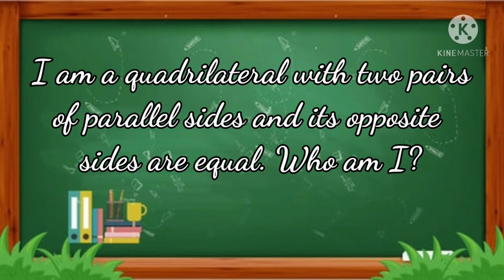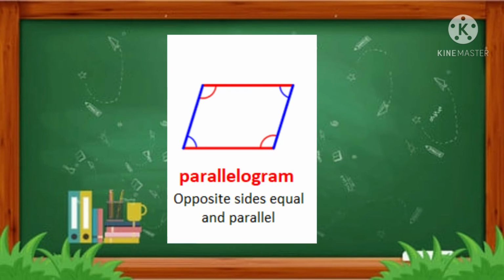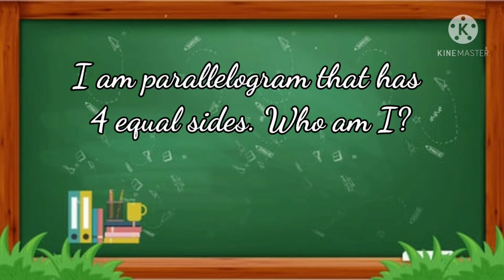I am a quadrilateral with 2 pairs of parallel sides and its opposite sides are equal. Who am I? Correct, that is a parallelogram. I am a parallelogram that has 4 equal sides. Who am I?